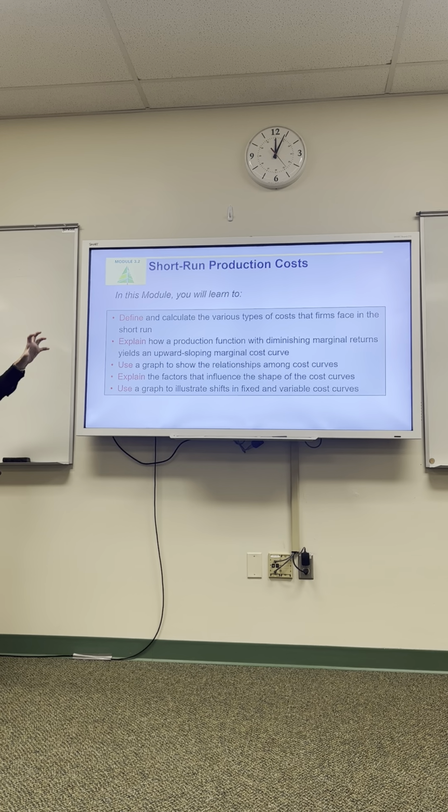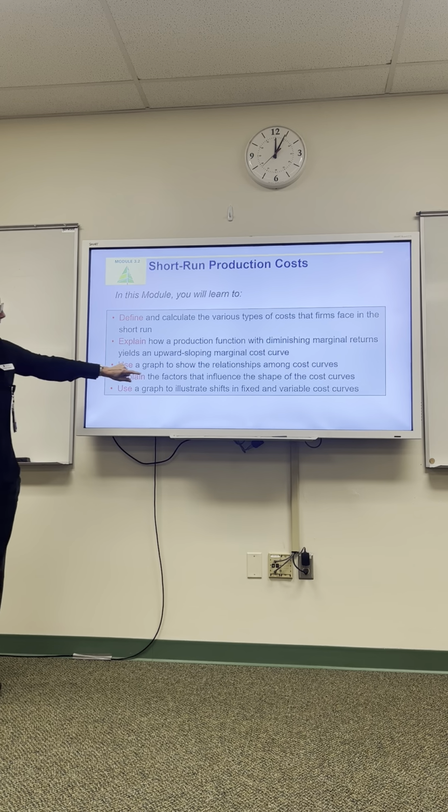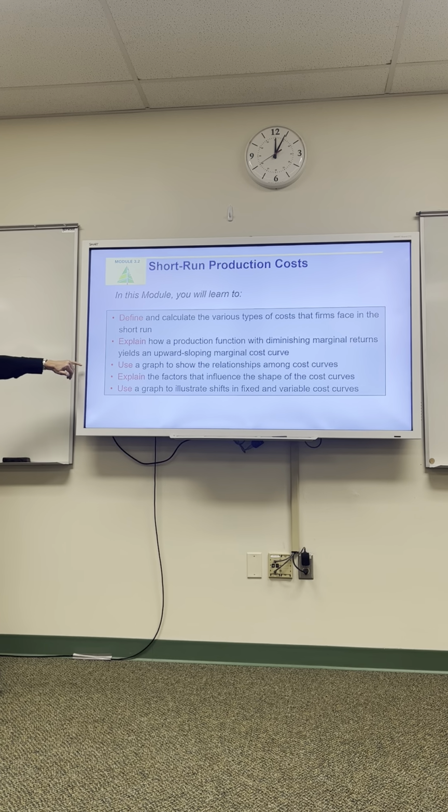We're gonna have like one piece of equipment, one size of the plant or the office space or whatever is fixed. We're gonna explain how a production function with diminishing marginal returns yields an upward sloping marginal cost curve. Our marginal cost curve is gonna look like a Nike swoosh. You're gonna see what I'm talking about in just a second. And we're going to look at a graph that shows the relationship among the different cost curves. And we're gonna talk about why the cost curves look the way that they do.